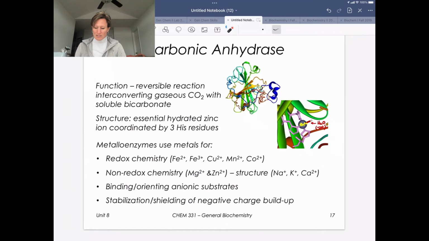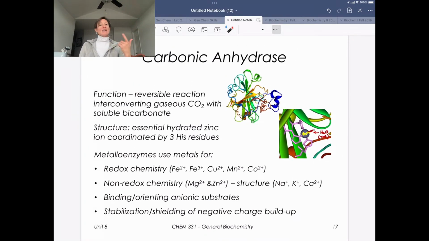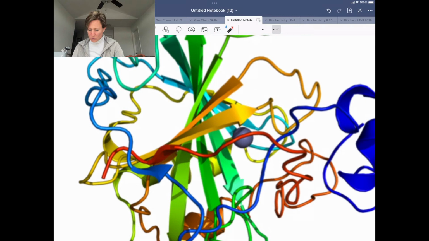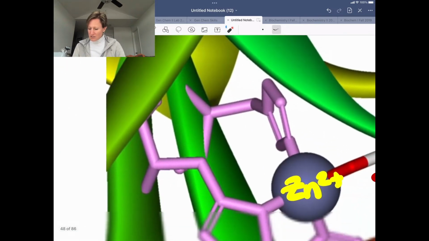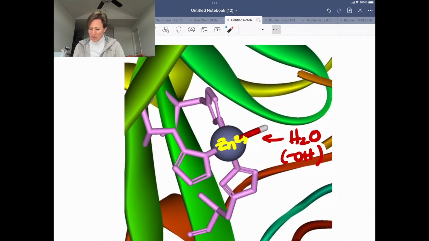Okay. Structurally, some important pieces that we're going to see here is there's an essential hydrated zinc ion that's coordinated in the enzyme active site by 3 histidine residues. So I'm just going to zoom in here so we can see that. Okay, that little sphere right there, that's our zinc ion that we've got coordinated there. When we zoom into the enzyme active site here, we can see that there's that zinc and we've got 3 histidine residues that are coordinating it.